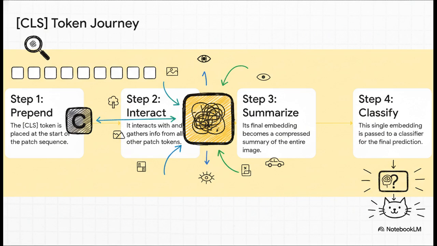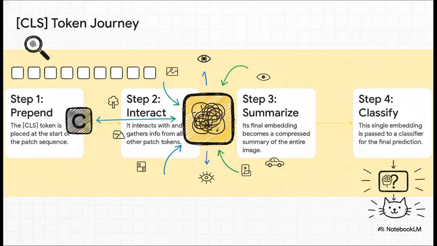As the whole sequence gets processed layer by layer, the token acts like a sponge, soaking up context. By the time it comes out the other end, it's not random anymore. Its final state is a rich, dense summary of the entire image. And here's the key. At the very end, the model ignores all 196 of the original patch vectors and uses only this one final CLS vector to make its decision. It feeds that single summary to a simple classifier, which then spits out the label cat.